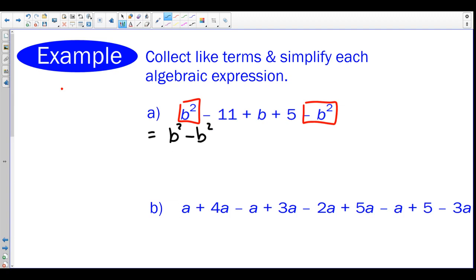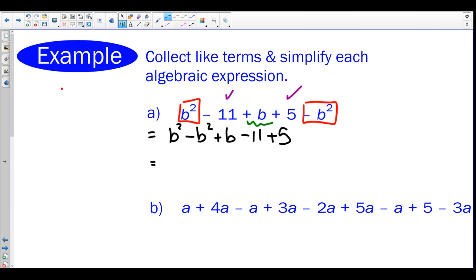Then we would write our b's next. So b, there's no other b, so it's just plus b. And then we can look for, I'll put a little check mark, -11, positive 5. So put those on the end, -11 and positive 5. Please make sure to put the signs with the appropriate term.